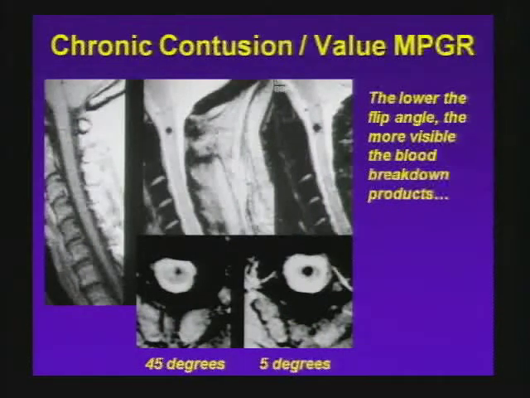This is a chronic contusion. This patient was in a car accident several years back. There's a little bit of hemosiderin here, and the hemosiderin blooms with increasing flip angles. So that's a chronic contusion, just like you get those little chronic contusions in the brain that you look at with MPGR images.